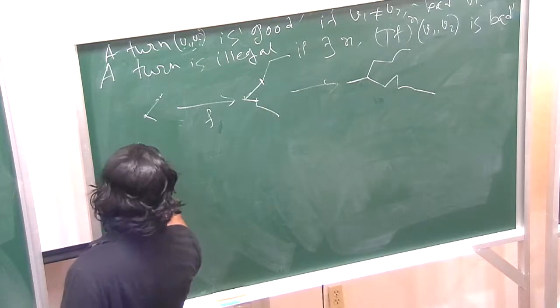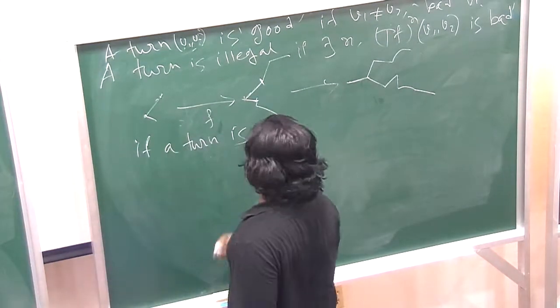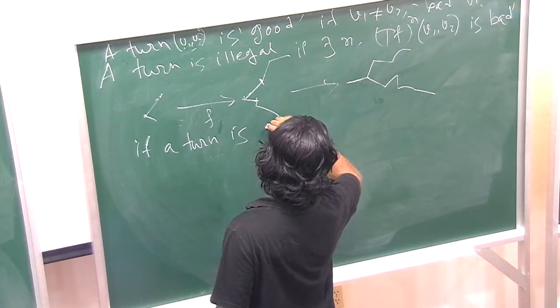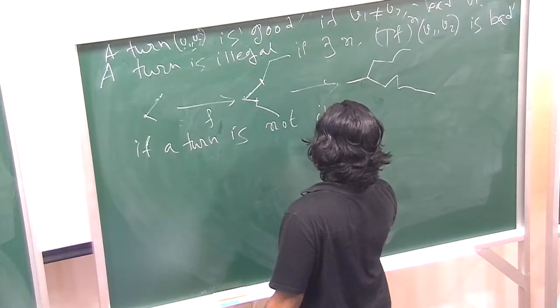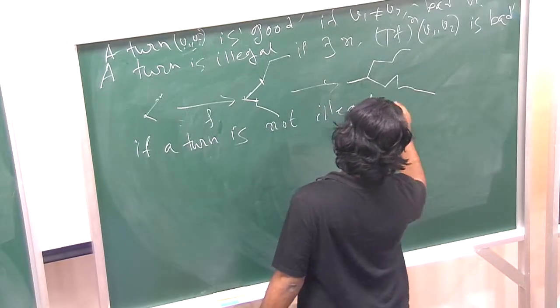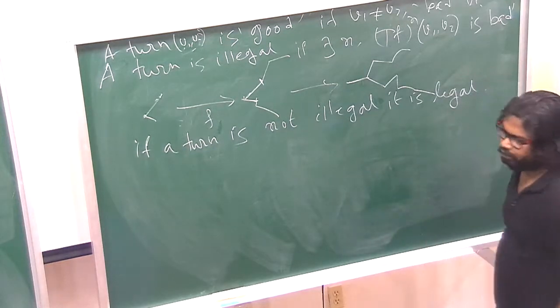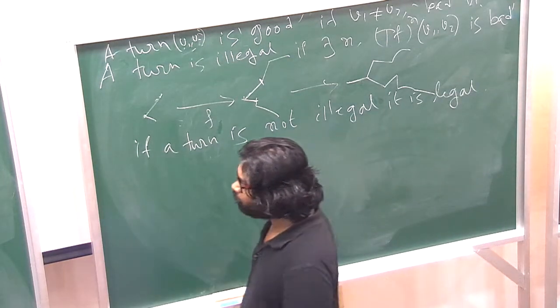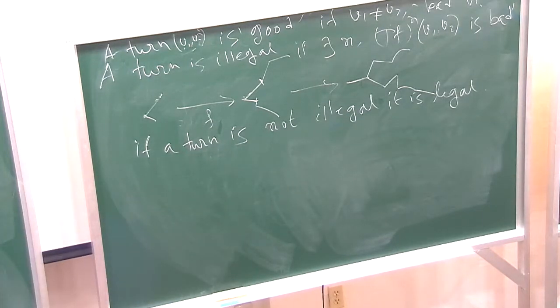If a turn is not illegal, it is legal. Now I know what a turn is. Just think geometrically about what is going on.